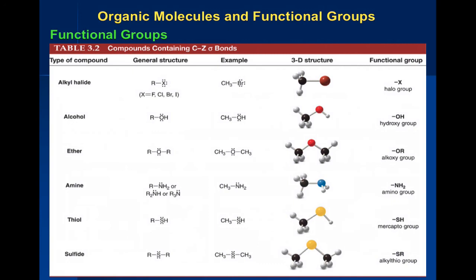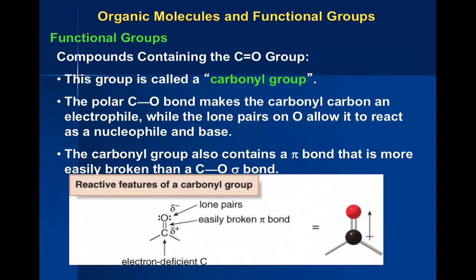Sulfides look like ethers, but with sulfur. Okay? So we have lots of different ways in which we can put atoms together to get functional groups. Okay? We also have what's known as the carbonyl group. The C double bond O belongs to a lot of different functional groups. Okay? Is that going to be polar or nonpolar? It's going to be polar, right?